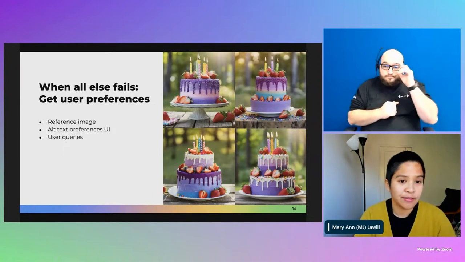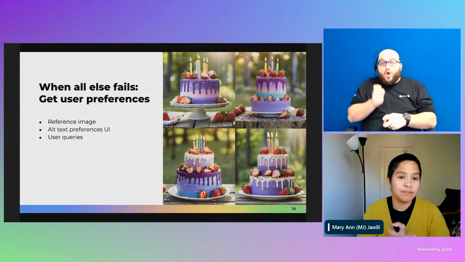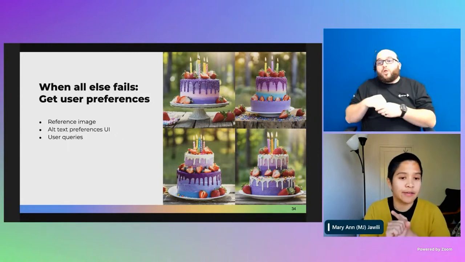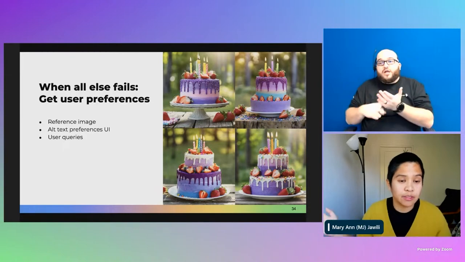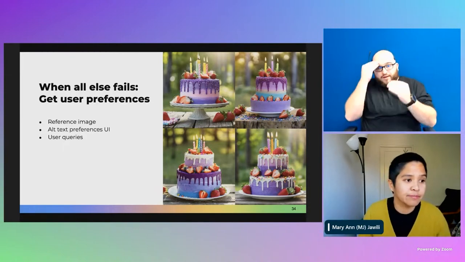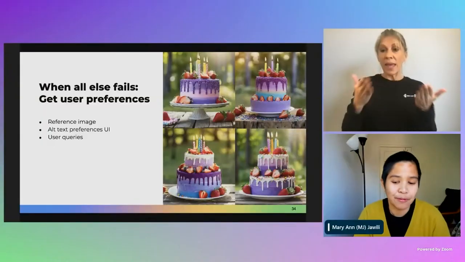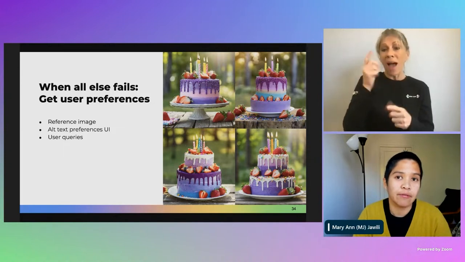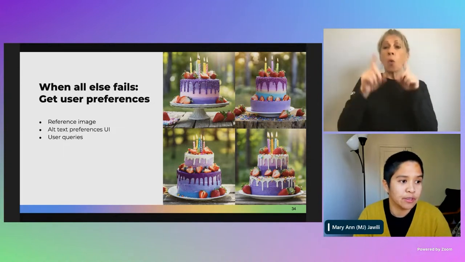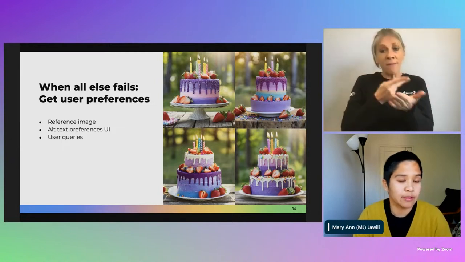When all else fails, we can try hard. We can include prompt matching, we can cover differences, we can cover shared details across images, we can talk about AI mistakes and abstract objects, but there are probably going to be situations where blind and low vision users still have questions about what's in the image. And when all else fails, we should get user preferences.